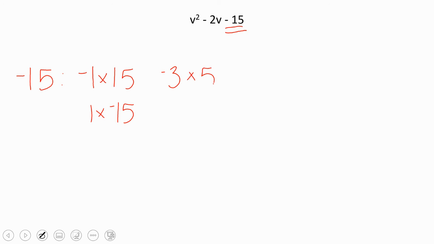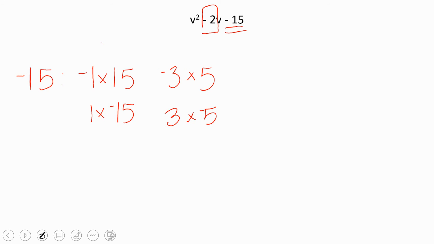Okay, one more. Now we have both negatives. So our c is negative 15. So we're going to find factors of negative 15. So that's negative 1 times 15, 1 times negative 15, negative 3 times 5, and 3 times negative 5. We need those to add to give us negative 2.